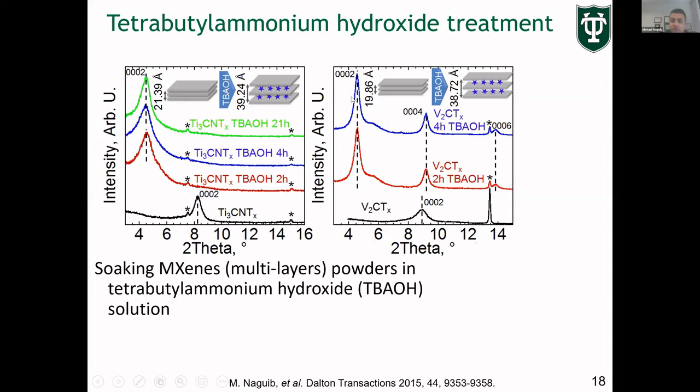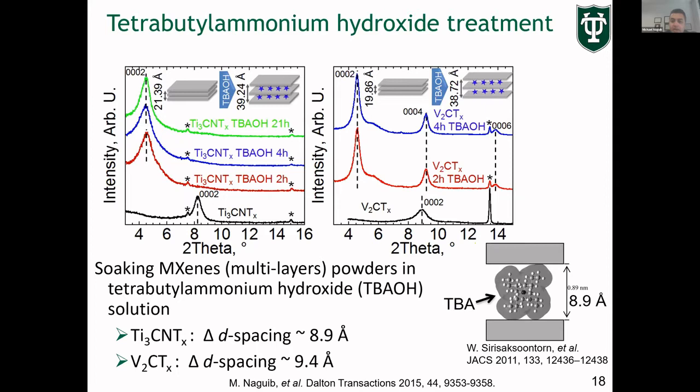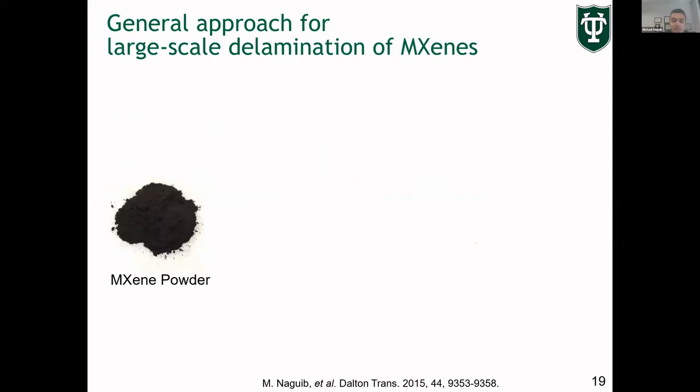was actually observed in both cases here, titanium carbonitride and vanadium carbide. The change in the d spacing was about 8.9 angstrom in the case of carbonitride, while it was about 9.4 angstrom for vanadium carbide. And if you look up the cation diameter of tetrabutylammonium, you find it's about 8.9 angstrom, which is very close to what we measured here. So this suggests that we got the tetrabutylammonium cation between the layers. And when you have this big bulky cation intercalated between the layers, this causes significant swelling in the material.